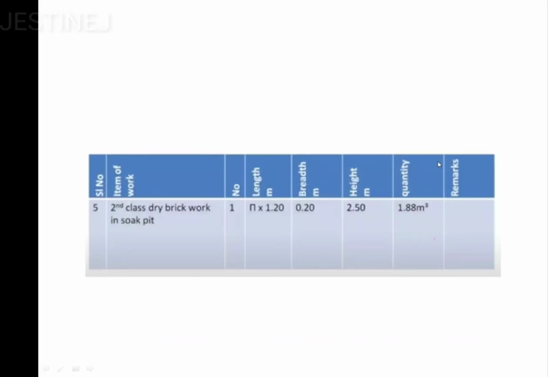So if you observe, you will get this value, that is the length. You are going to take the perimeter actually. This perimeter value, you are going to take 5 multiplied by 1.2. Then breadth is going to be 0.2, height is going to be 2.5.